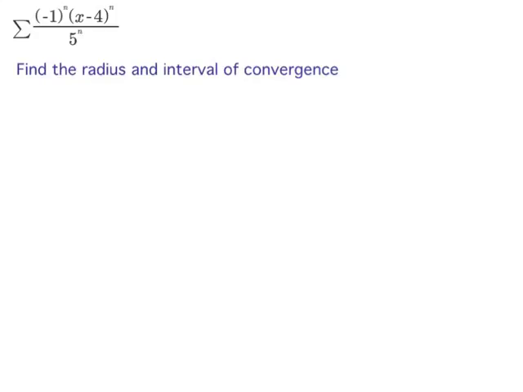If you notice how n is only in the exponent of this series, that means that we have a geometric series. If this is a geometric series, all I need to know is that the absolute value of r has to be less than 1 in order for me to be convergent.